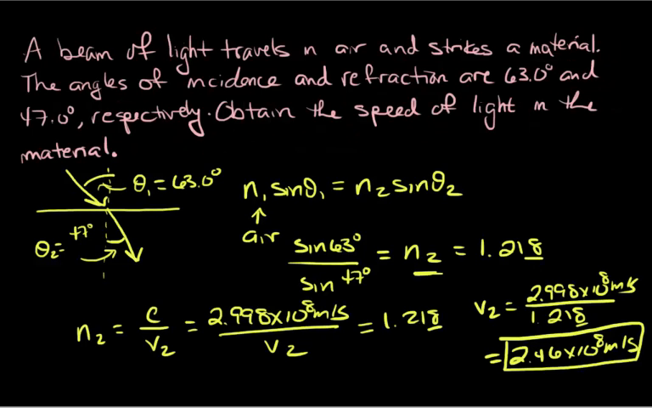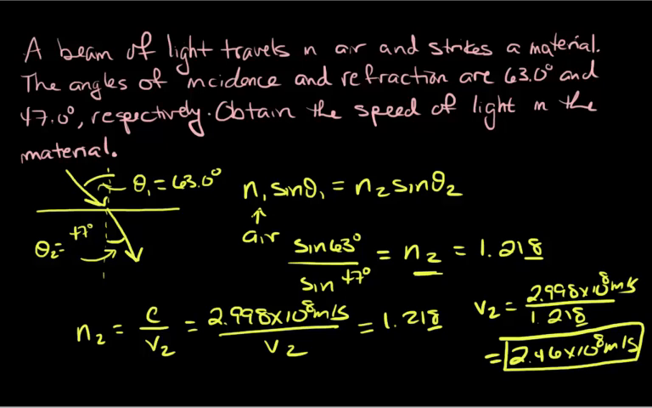Alright, and we are back, and here's the solution of the problem. So as always, we want to draw a picture. This is physics class after all, so we draw a picture and we draw a nice little normal line. And we have our incoming light, we have our light being refracted, we have our angle of incidence, the 63, our angle of refraction of 47. And so we set up Snell's law.